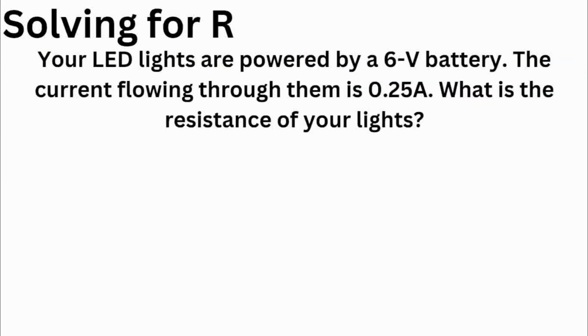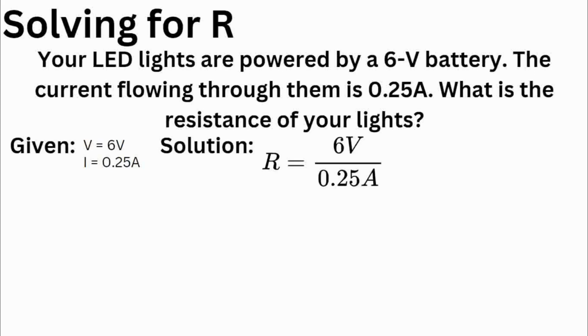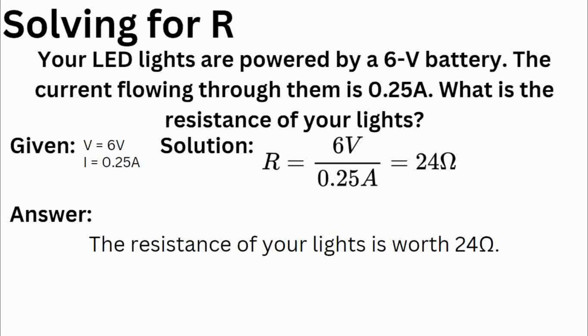Now for the final problem, your LED lights are powered by a 6-volt battery. The current flowing through them is 0.25 amperes. What is the resistance of your lights? Again, with the given, our voltage is 6 volts, our current is 0.25 amperes. And our solution is 6 volts divided by 0.25 amperes, which is equivalent to 24 ohms. Therefore, the resistance of your lights is 24 ohms.